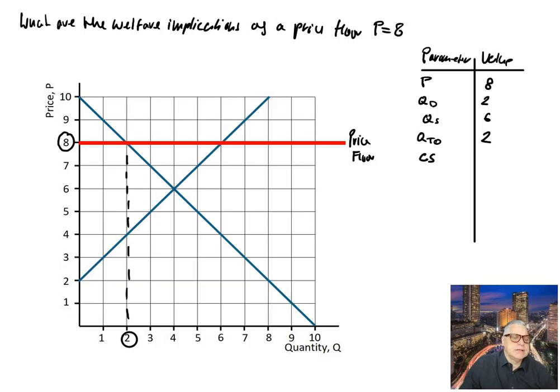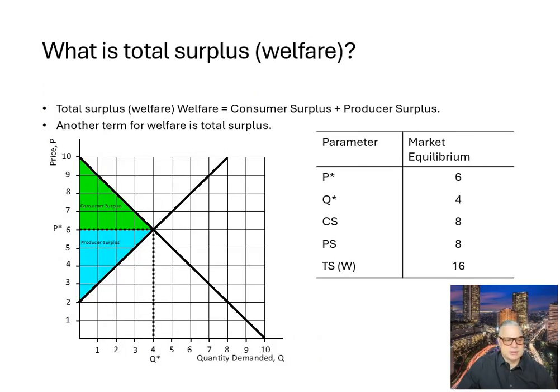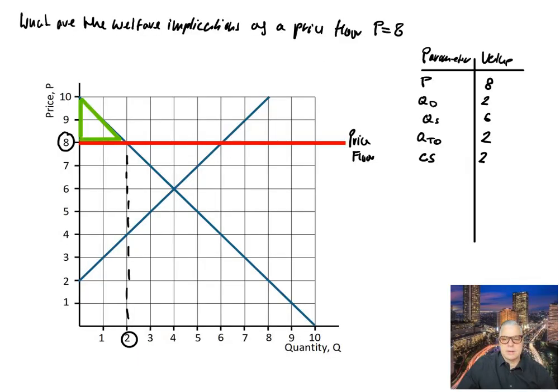But let's take a look at the welfare implication, and let's first look at the consumer surplus. So obviously the consumer surplus is now only this triangle here. And this triangle is 2 times 2, which is 4, over 2, so that's 2. And if you remember, in the market equilibrium we had a consumer surplus of 8. So that is now a reduction again of 6.